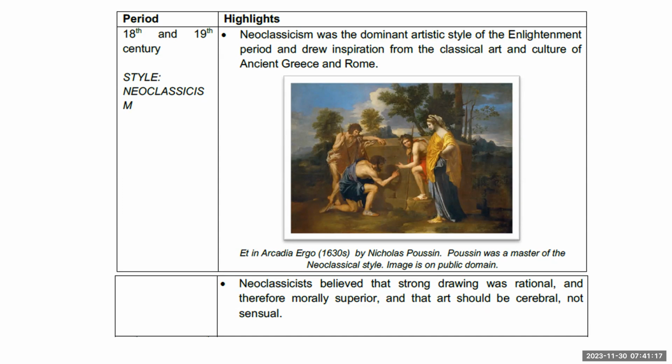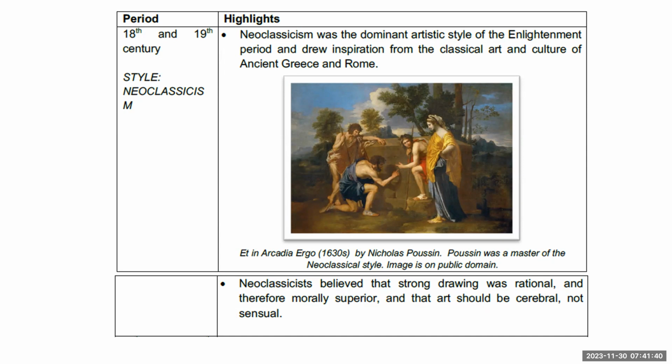Neoclassicism is an artistic style that highlights the Enlightenment period and draws inspiration from the classical art and culture of ancient Greece and Rome. As we can see here, neoclassicists believed that strong drawing was rational and therefore was morally superior, and that art should be cerebral, not sensual.